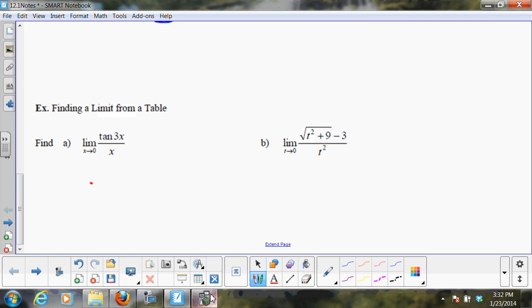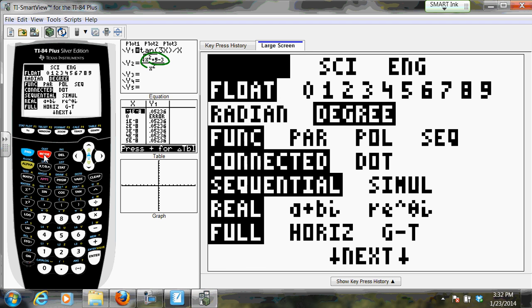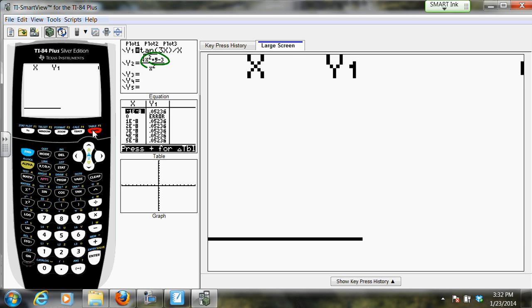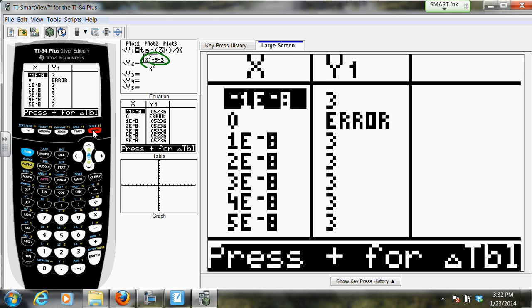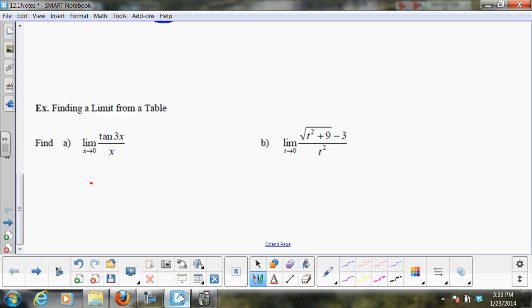Oh, you know what? Hold on. Go back to your mode. I'm not in radians. That's going to change this big time. Now go to my table. Look at this. It's 3. Make sure you're in radians. Common mistake. Need to be in radians.